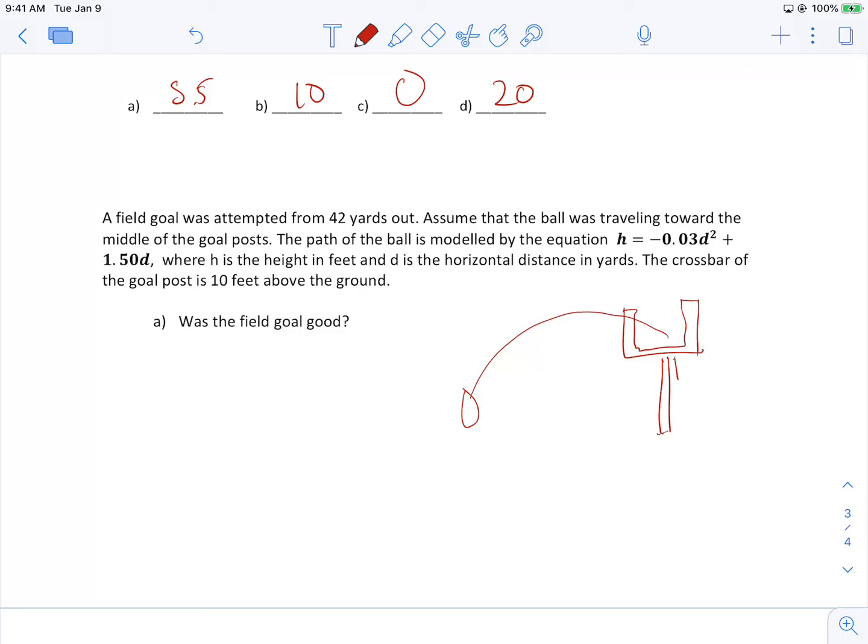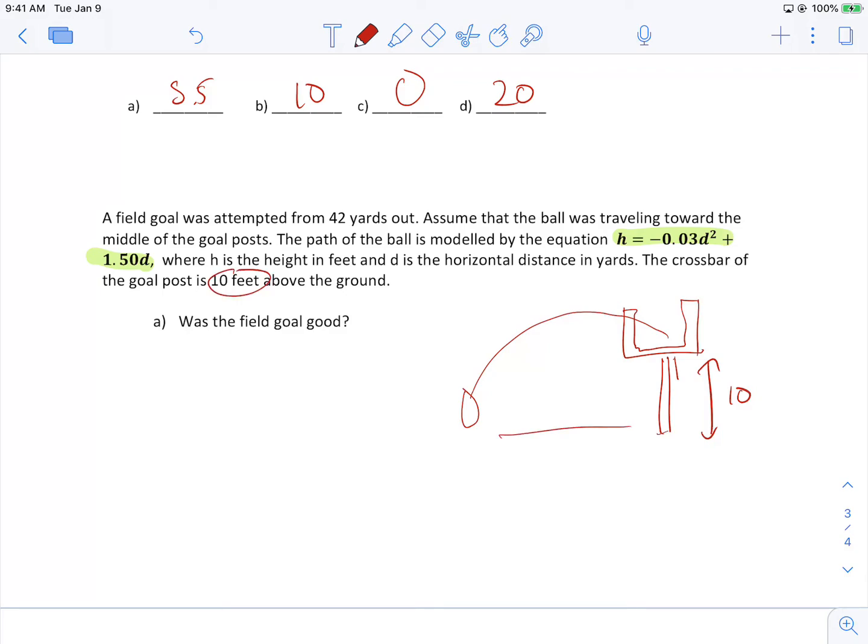The path of the ball is modeled by the equation given to us here, where h is the height in feet and d is the distance in yards. That makes sense. Was our field goal good? Well, here's what we know. We know that the crossbar is 10 feet high. That's what we're told in the question.